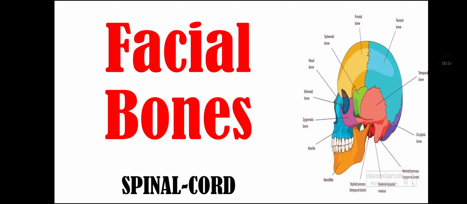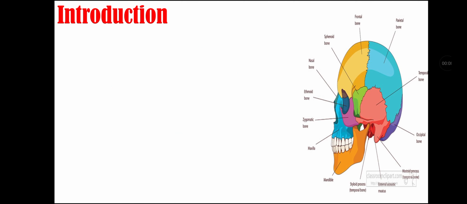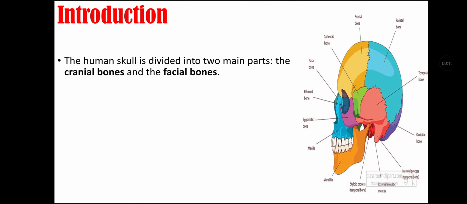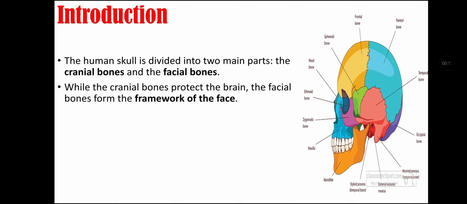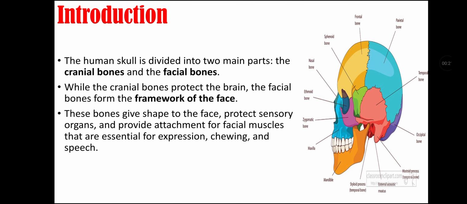Today we are going to talk about facial bones. So let's start our topic with introduction. The human skull is divided into two main parts, the cranial bones and the facial bones. While the cranial bones protect the brain, the facial bones form the framework of the face.